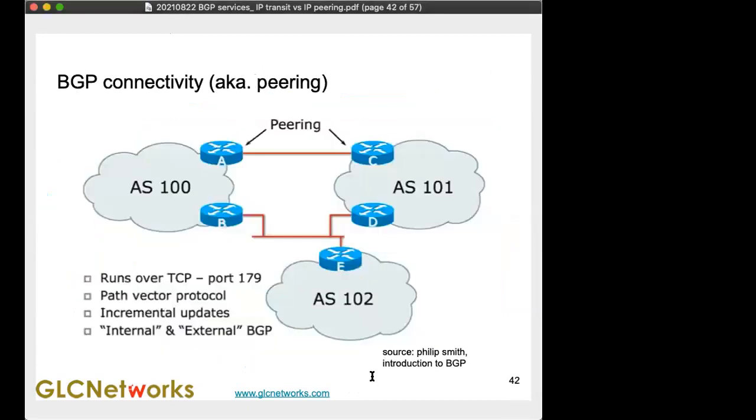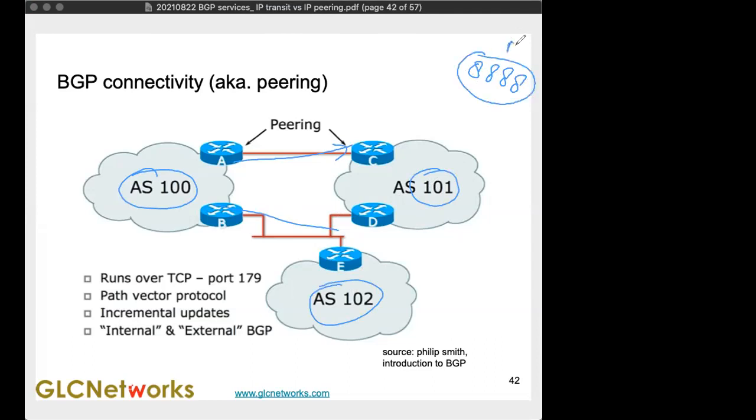For example, here is AS 100. This AS 100 connects to two ASes, AS 101 and AS 102, for example. Let's say I want to go to 8.8.8.8. This is my destination and this is my source, a computer here with an IP address. I can go through AS 101 or through AS 102.